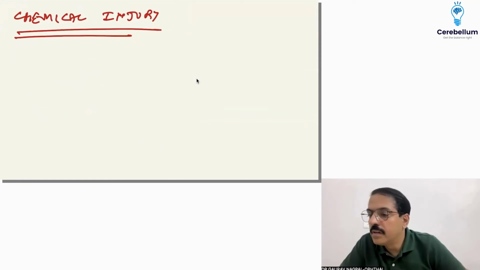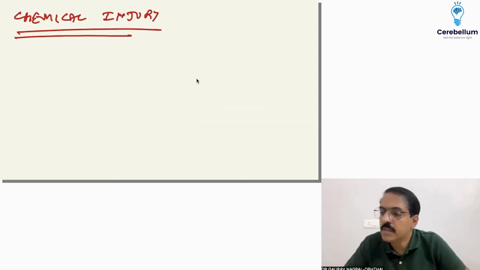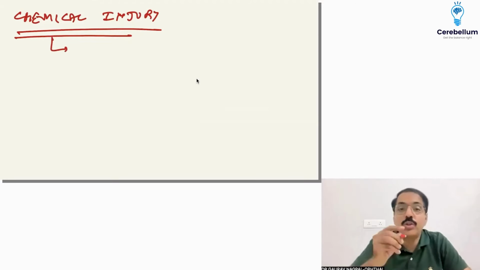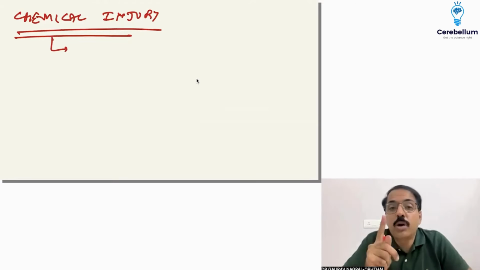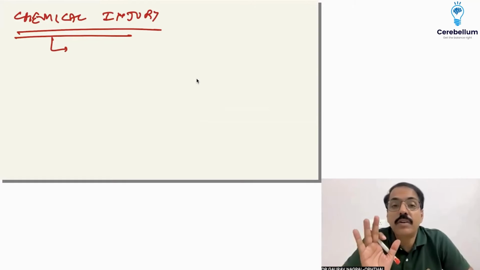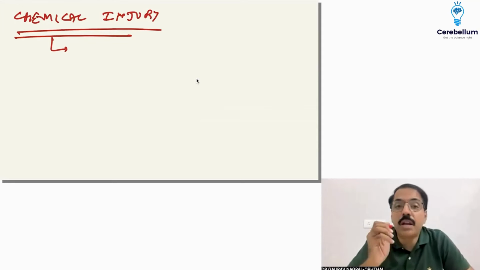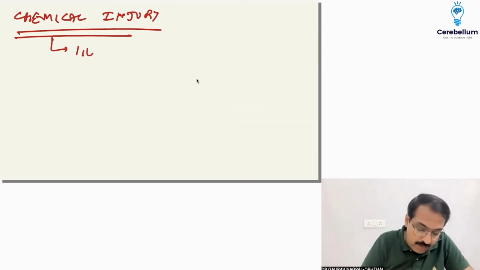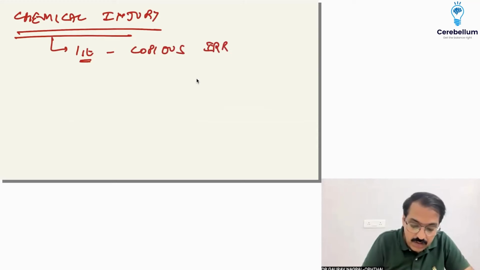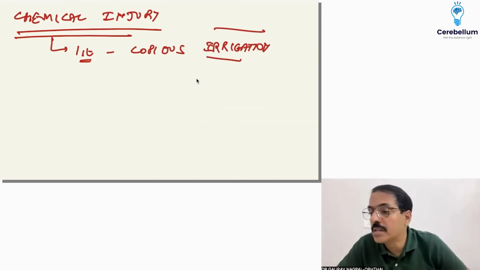Best step, we have done this a few hours back. I have told you that chemical injury is one topic which has been repeatedly asked. Surprisingly there was no question on any visual field defects, but chemical injury is repeatedly asked. We have done this in our marathon series also. The first and most important step is copious irrigation, for a good 30 to 45 minutes.